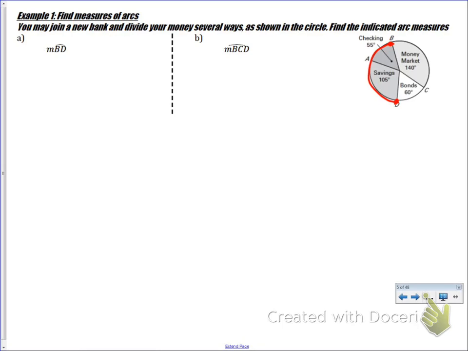So to find this, we need to find that there's two parts. We have arc AB, which is going to be from A to B, and we have arc AD, which is right here. Now each of these arcs is equal to the measure of the central angle. So AB is going to be 55 degrees. AD is going to be 105 degrees. So to find the measure of arc BD, we need to add 55 and 105, and now we get 160 degrees for the measure of arc BD.